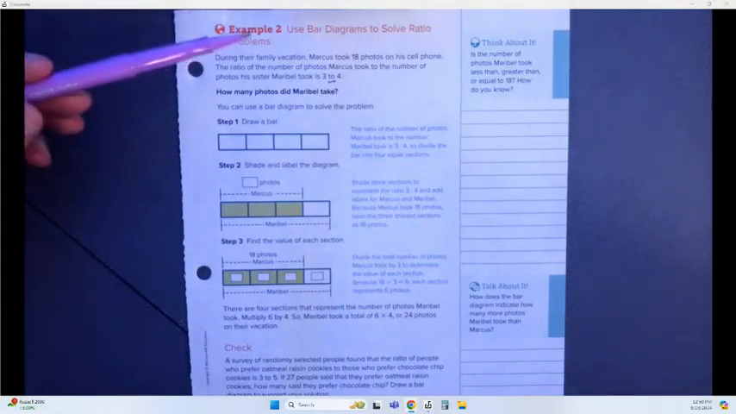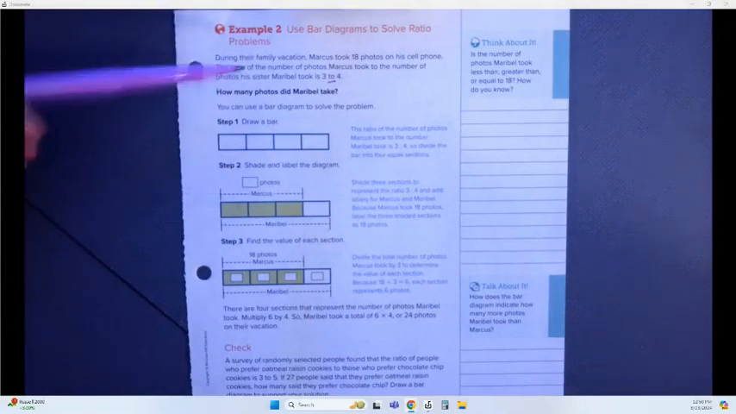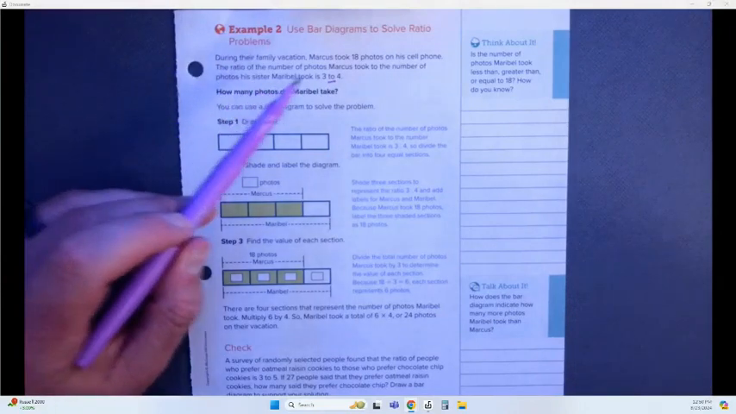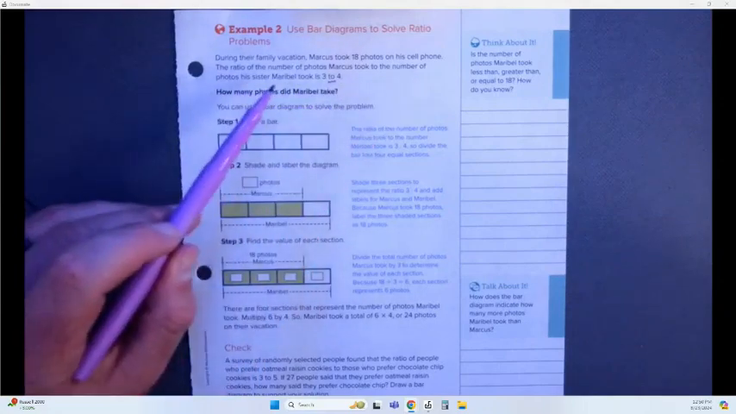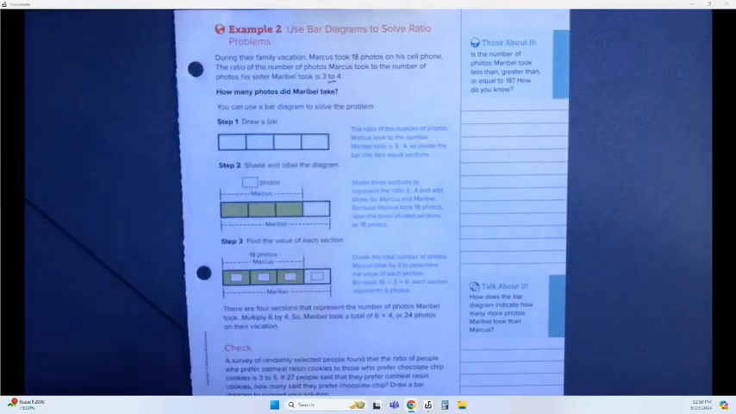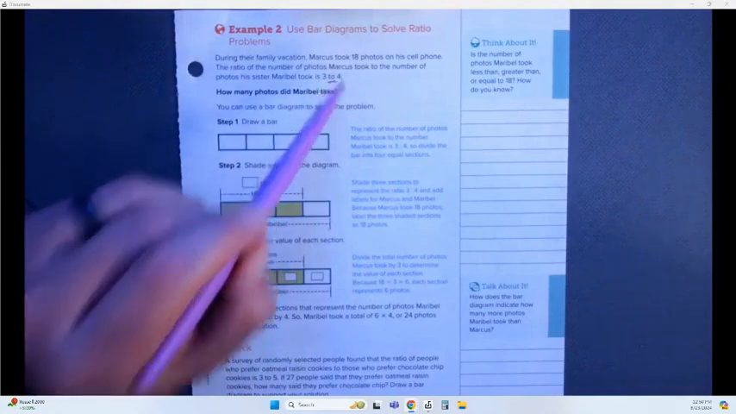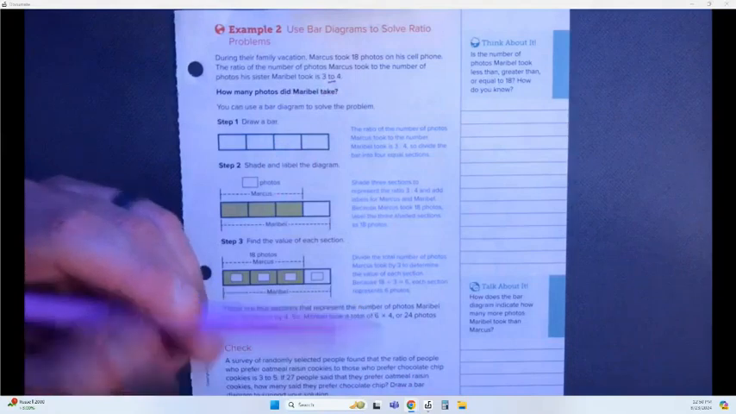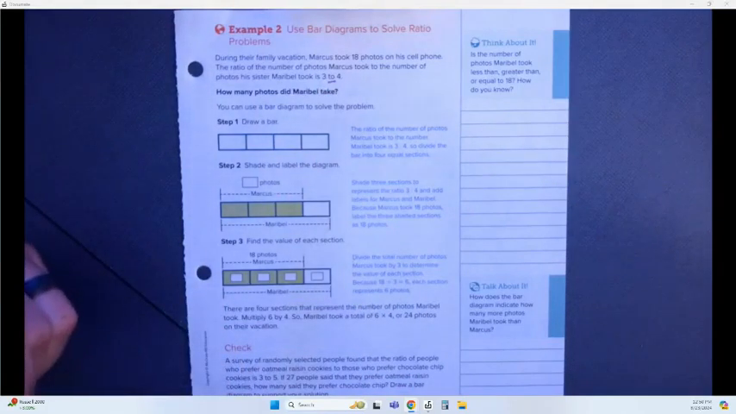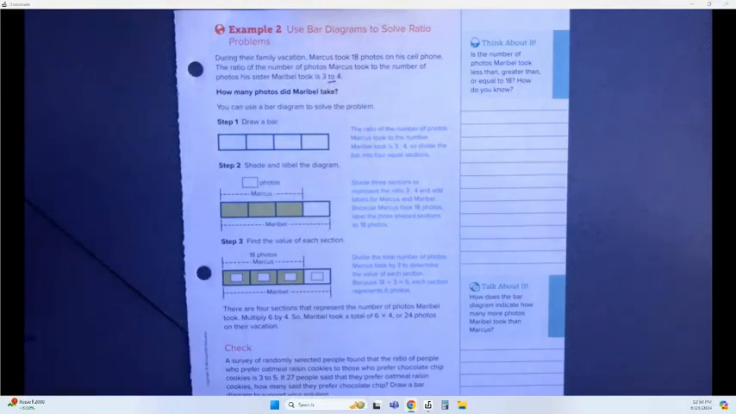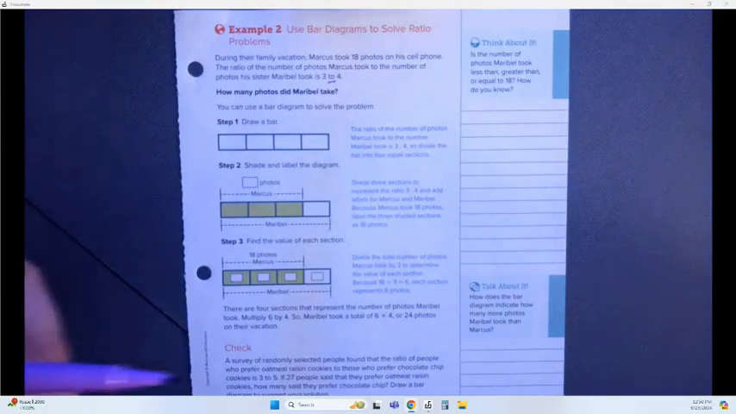During their family vacation, Marcus took 18 photos on his cell phone. The ratio of the number of photos Marcus took to the number of photos his sister Maribel took is 3-4. We notice here there's a difference in our ratio where it says 3-4 instead of 3 out of 4 or 3 of 4. Okay? That's because we are comparing a part to a part. We are comparing Marcus's photos to Maribel's photos instead of Marcus's photos out of all of the photos that were taken. So to do this, we're going to compare 3 to 4.